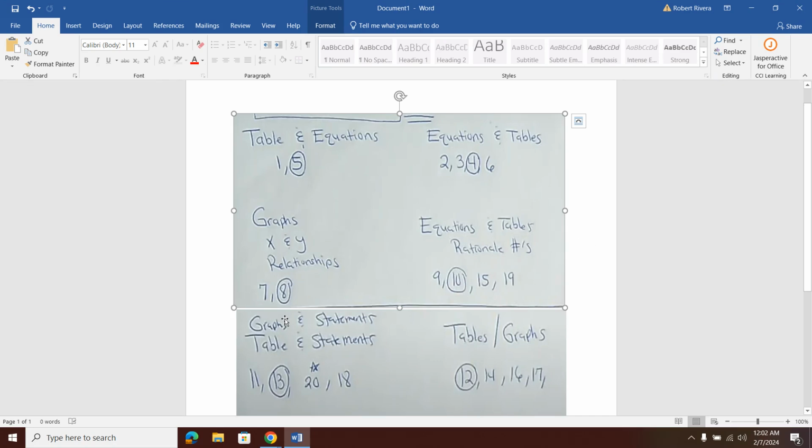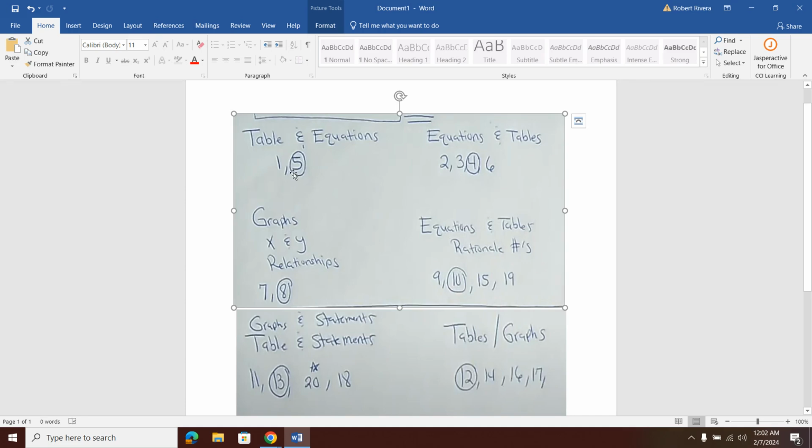Then we have here graphs and statements or tables and statements. Same thing. I'm going to teach you; statements is basically your verbal. I'll do 13. I'm going to start 20 because I'm thinking about doing it also, but we'll see right now. So I'll do 13, the rest you'll be doing. Tables and graphs, I'll do 12 and you'll be doing those. So make sure that you keep track of this. I'm going to put it also in your notes.